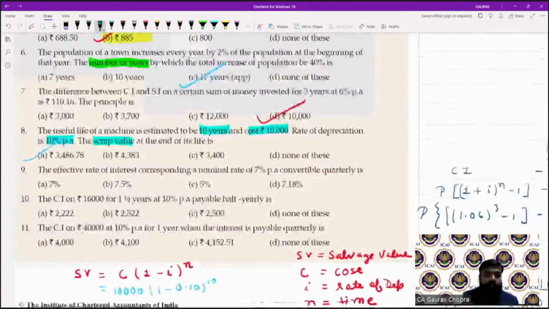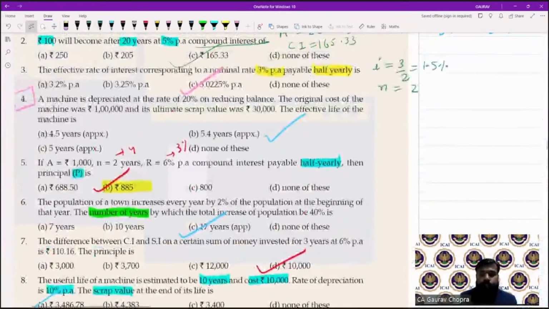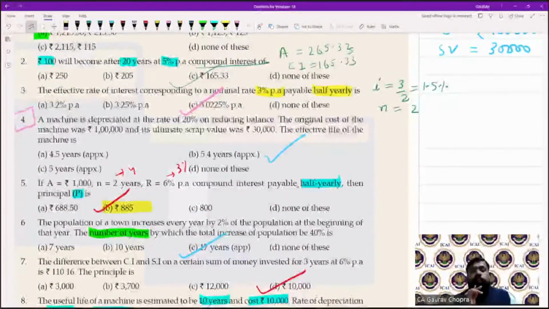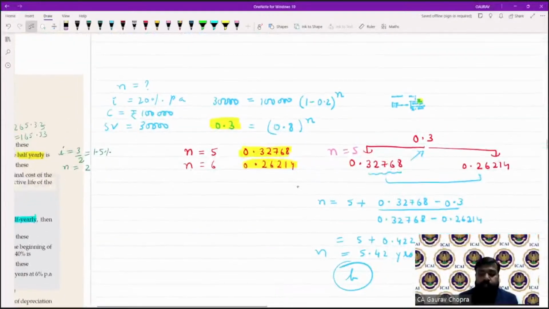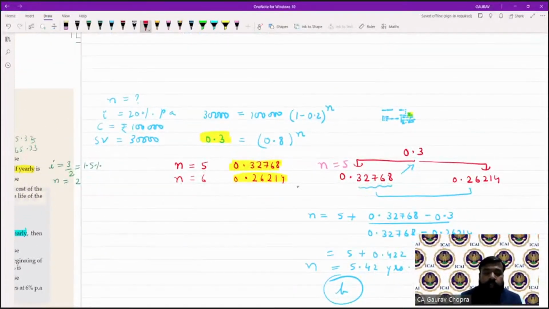Okay. See, in question number 4, what was required? Machine की जो cost है, that was 1 lakh. Scrap value was 30,000. Depreciation का rate है 20%. And you have to find out the life. So life आपको calculate करना था. So therefore, we have applied the formula. This is the scrap value, principal, then 1 minus I to the power of n. Okay. So we are getting 0.3 is equal to 0.8 to the power of n. Now the point is n की place पर हम क्या रखें so that we can get the 0.3.